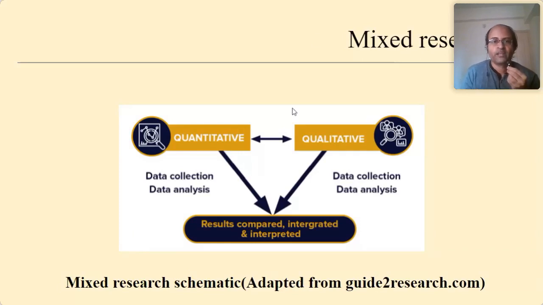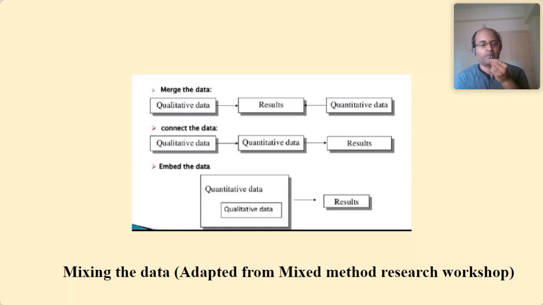Now, when we are saying mixed research, we are mixing the data. So how is it that we mix the data? It could be done in any way. You merge the data as shown here. One, we have the qualitative data, so you pick up the qualitative data. Then you have the quantitative data. You pick it up, mix both of them and make the final results.